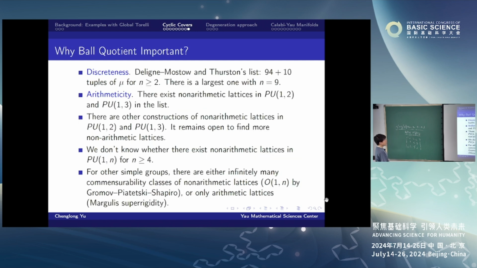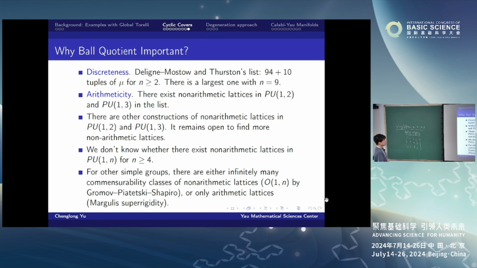All right, so why are these ball quotients important? First, they found these 94 examples satisfying the Schwarz condition, and later Mostow found 10 more examples. They form all the discrete examples for n greater than or equal to 2. The largest one has n equal to 9. That's the previous ball quotient we mentioned from Kondo's example of genus 4 curves.